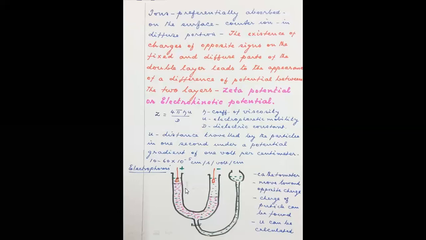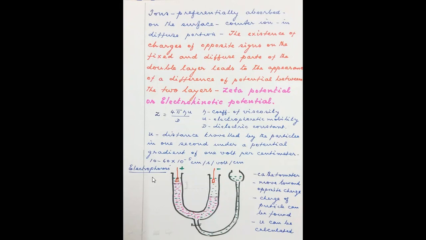So what is the distance traveled by the colloidal particles on the application of electricity? The distance traveled by the particles in 1 second under a potential gradient of 1 volt per centimeter is called the electrophoretic mobility of the colloidal particles. Normally, the value is 10 to 60 into 10 power minus 5 centimeter per second per volt per centimeter. So this is called the electrophoretic setup.